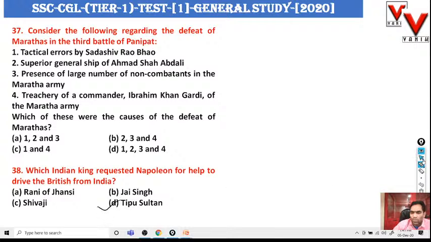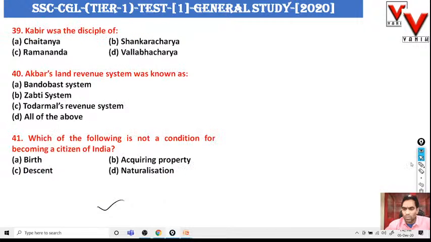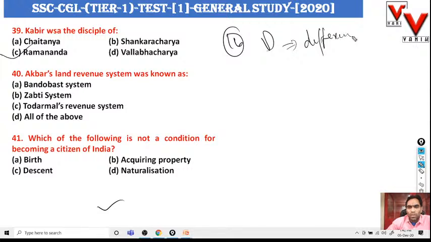We are going to proceed further, and we are going to discuss the next question. We completed 38, and now we are going to discuss question 39. Question 39 is that Kabir was the disciple of Ramanand. There were many disciples; there were 16 disciples of Ramanand, and Kabir was one of them. They were from different castes, and they were the disciples of Ramanand. Kabir was a saint of medieval India.